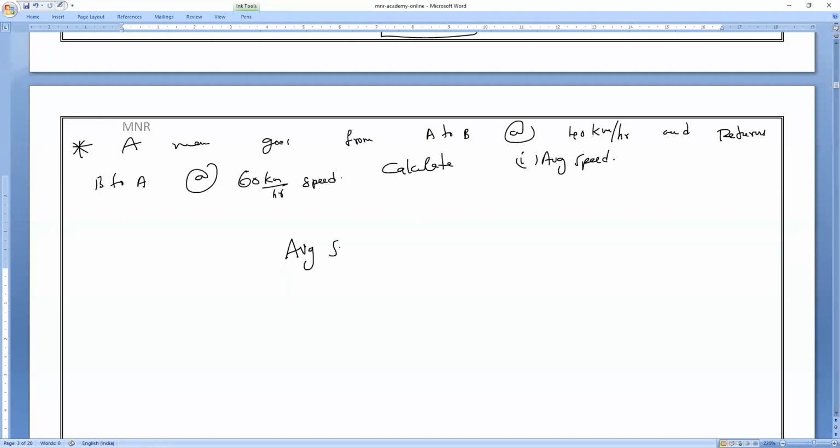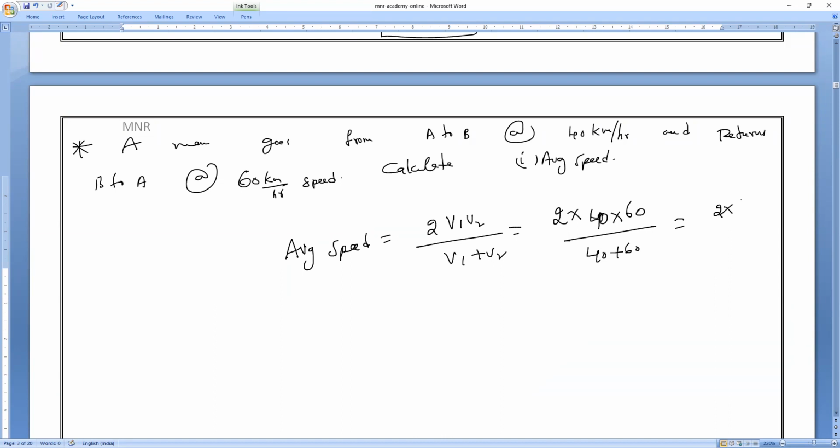So as we all know, average speed is equal to 2V1V2 divided by V1 plus V2. So 2 into V1, which is 40, into V2, which is 60, divided by 40 plus 60. 2 into 4 into 6 are 24, so 2400 divided by 100, the zeros get cancelled, which is 24 into 2 is 48 kilometer per hour. Solve it. Next.